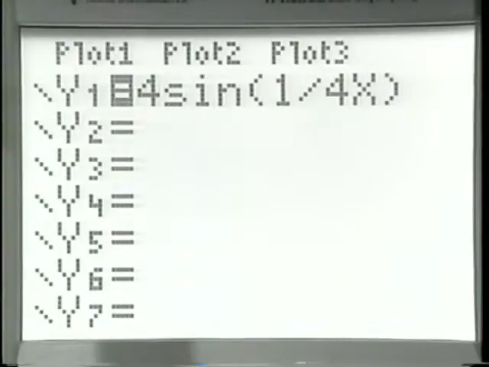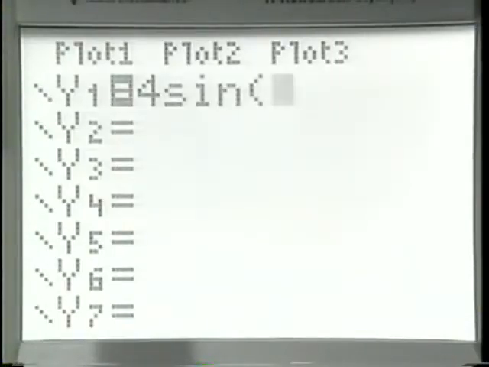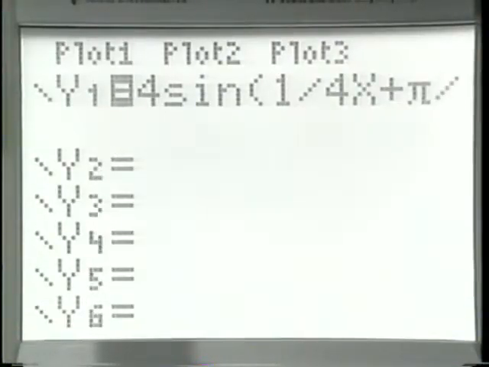Okay, I'm safe now. Now I'm going to hit y equals. I got something from there before, so I'll clear it out. And I have to type this. This is a mouthful. 4 sine 1 divided by 4. Now I have to hit the X button. Remember that? Plus pi. Now how do I get pi? Second pi divided by 8. Now I need a right parenthesis. Now I'll hit the graph button and see what I get.